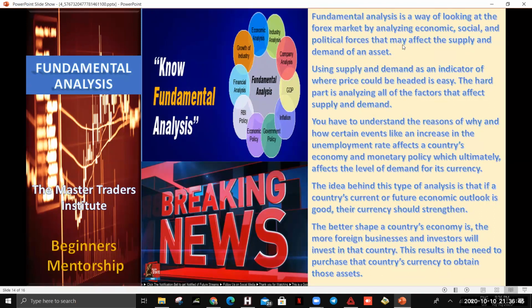Now, fundamental analysis is a way of looking at the forex market by analyzing economic, social, and political forces that may affect the supply and demand of an asset. Using supply and demand as an indicator of where price could be headed is easy. The hard part is analyzing all the factors that affect supply and demand. You have to understand why and how certain events, like an increase in the unemployment rate, affect a country's economy and monetary policy, which ultimately affects the level of demand for the currency.